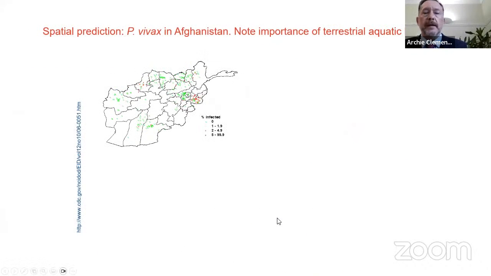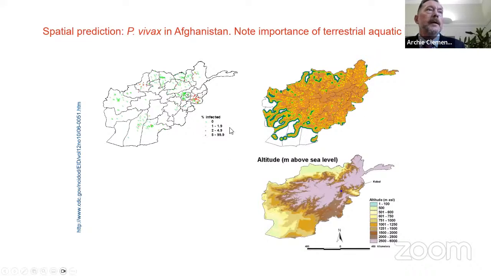So the first one is Afghanistan. So this is data from an epidemiological study of Plasmodium vivax malaria in Afghanistan. And the red dots are places, communities where people had malaria with various different levels of prevalence. And the green dots are the communities where people were not found to have malaria. And I built a spatial prediction model using different covariates.